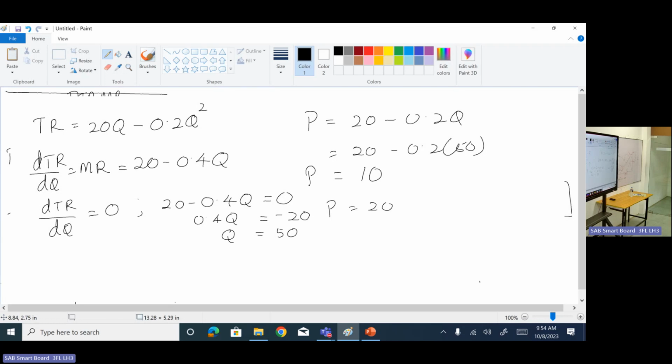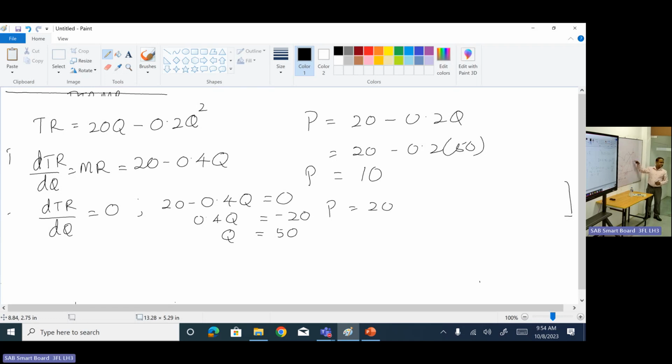So that is the price range. So we can calculate the price range. Why this price range is very important: in this price range, we know that elasticity is greater than 1, so the producer maximizes revenue. So that means this is also the profit maximization, right? That is the price range.